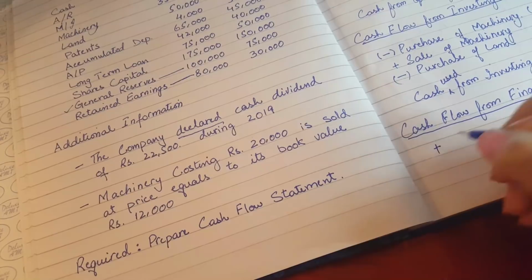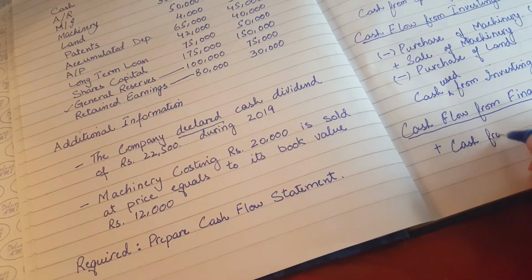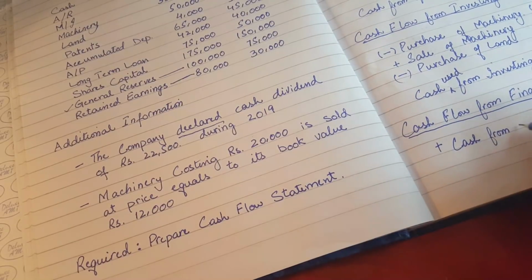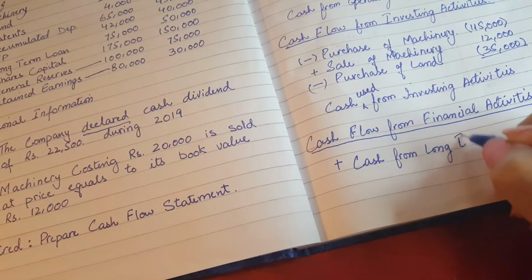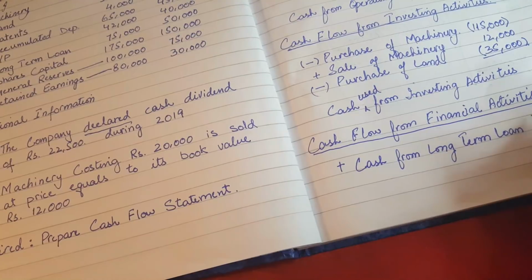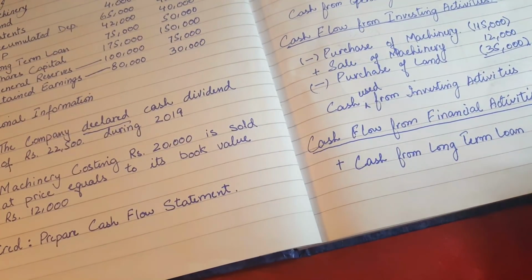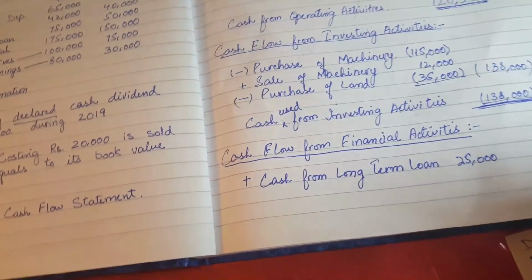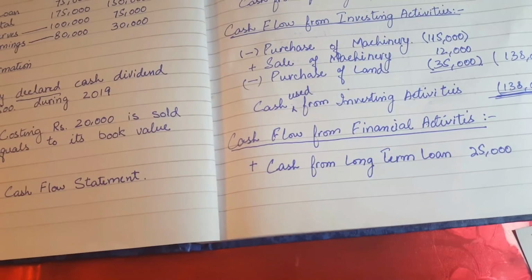It is written here as cash from long-term loan, and the value is 25,000. This 25,000 is added in because it is an inflow of cash.